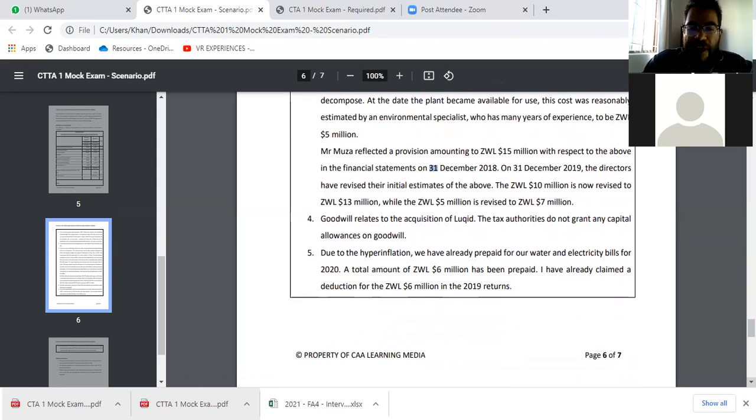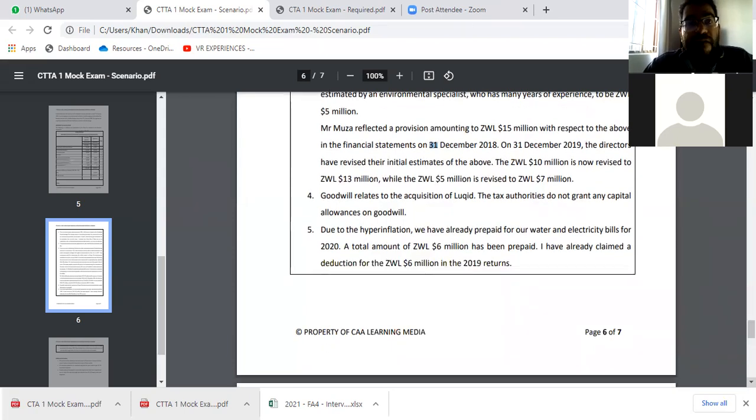They say due to the hyperinflation, we have already prepaid for our water and electricity bills for 2020. A total amount of 6 million has been prepaid. I have already claimed a deduction for the 6 million in the 2019 returns. Okay, so if they already claimed, we will have a prepaid expense asset, but there won't be any tax base for it. Okay, so just take note of that.